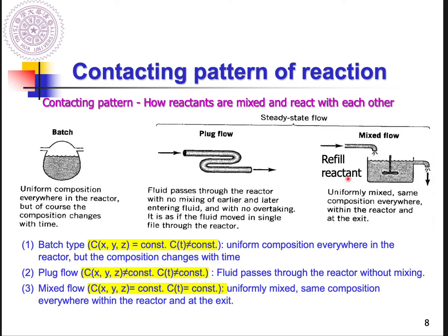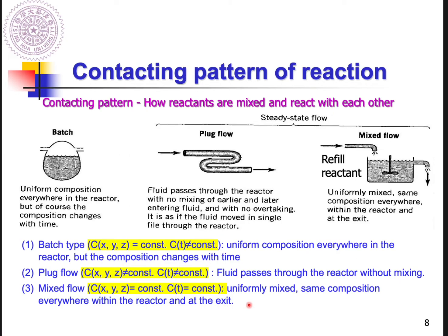So in this case, the concentration of reactants anywhere inside the beaker will be constant, the same as the batch type. But the different part is that because we always refill the reactants, the concentration does not change with time. C(t) equals a constant. So it is uniformly mixed, with the same composition everywhere within the reactor and also at the exit.